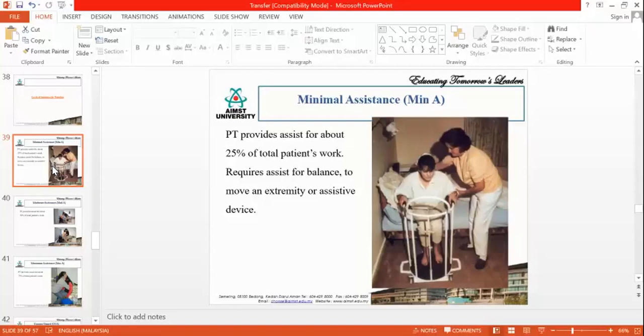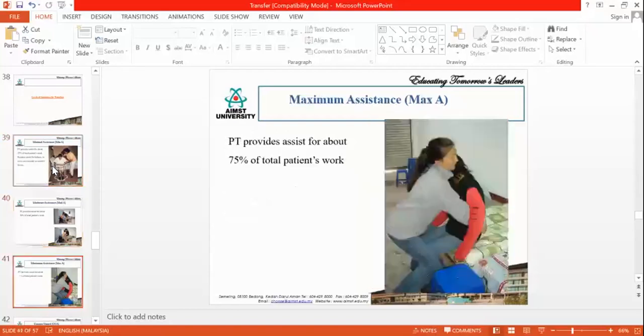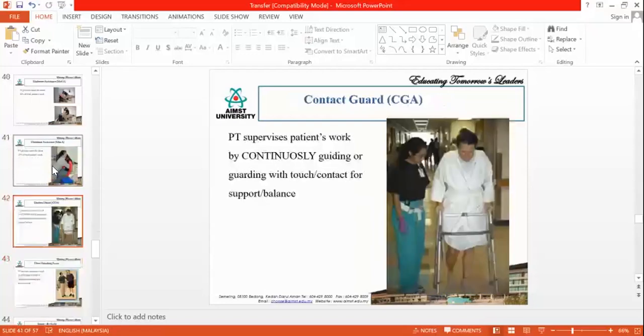Okay, if the patient is putting in 50% effort and you are putting in 50% effort, then it is called moderate assistance. Then if the patient is putting in 25% and you are putting in 75%, then it is called maximum assistance. Okay, maximum assistance you are giving.